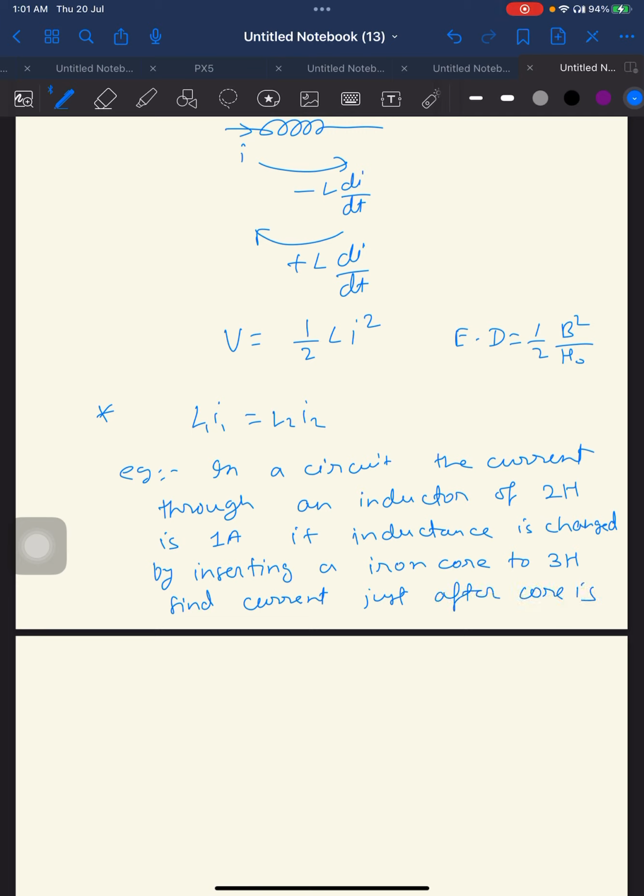Whenever we insert an iron core in an inductor, the magnetic field inside will become more. You remember the magnetic properties of material: if you take any material in it, the magnetic field is going to increase. So in this question the inductance is going to increase to 3 Henry. We can apply the formula L1 I1 is equal to L2 I2. What is L1? 2 into the current, 1 ampere, equals L2, which is 3 into I2. So just after the insertion, I2 will become 2 by 3 ampere. I hope you understood this formula.